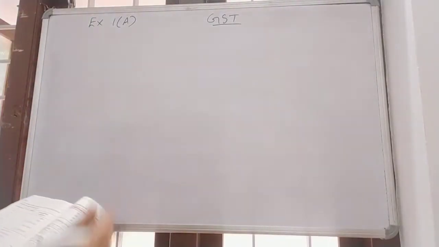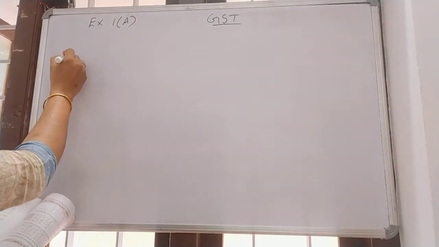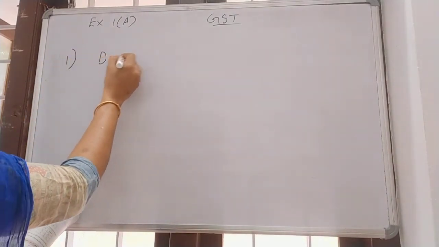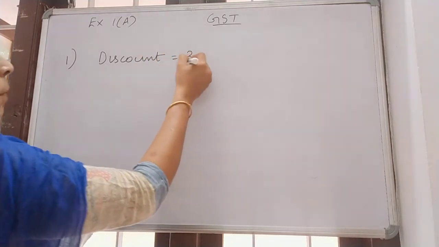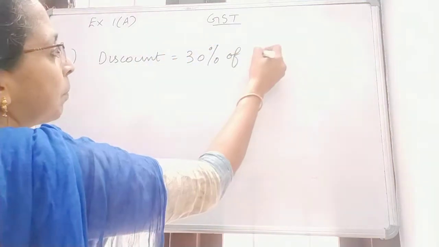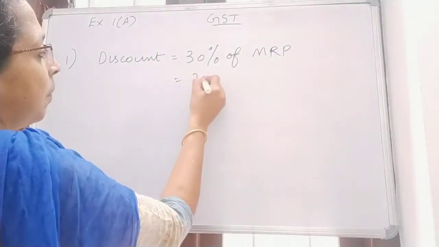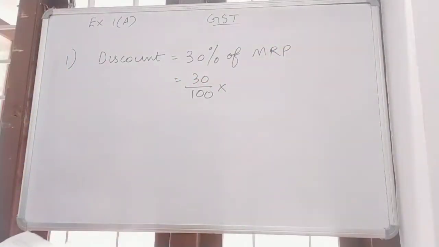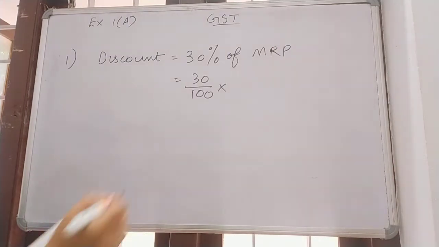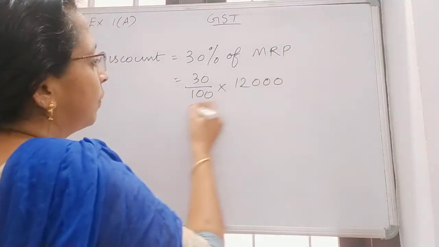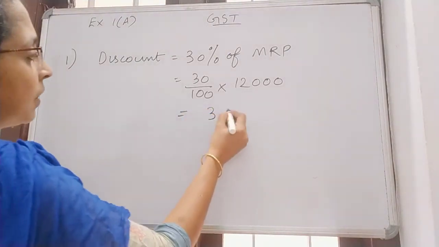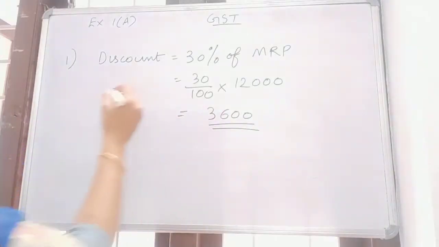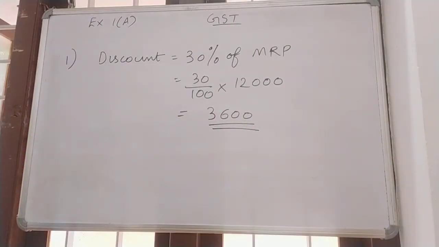So MRP is 12,000. So what will be the discount? Discount percentage is 30%. So discount will be the 30% of the MRP. That is 30 by 100 into MRP, which is given as 12,000. So what will be the answer? After cancellation, you will get it as rupees 3,600. So discount is rupees 3,600.